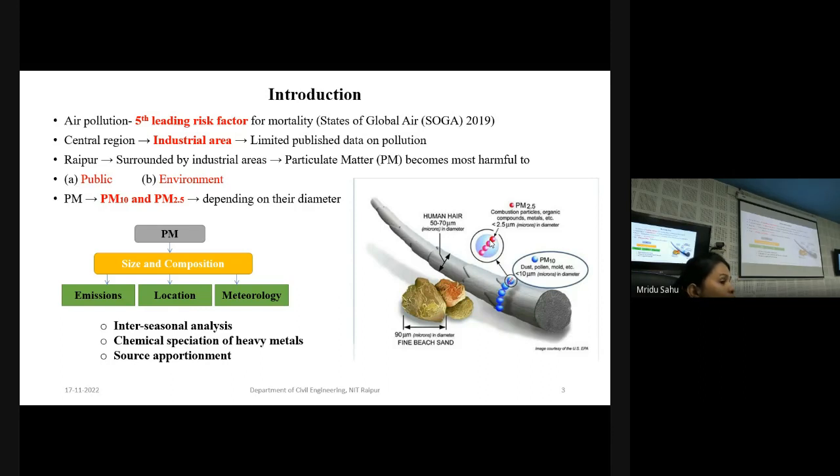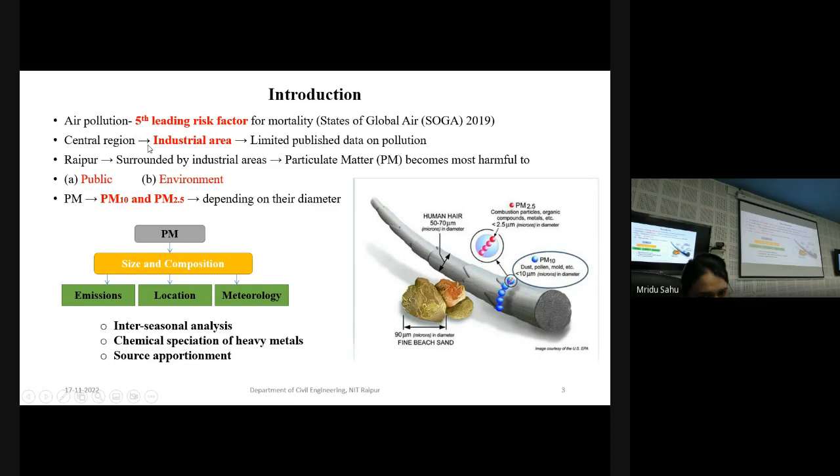And what are the sources from which they are generated? So now I guess you will be able to identify or think about these pollutants. How fine these are, and they are inhalable. They have many disadvantages if they are present in larger quantity. As per the State of Global Air Report, the last report studied in 2019, air pollution was the 5th leading risk factor.